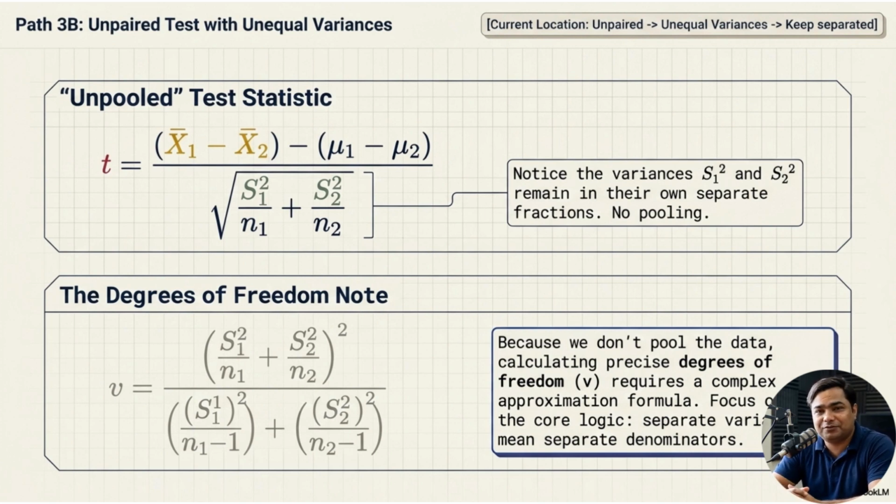The numerator is still the difference between sample means adjusted by the hypothesized population mean difference. The main difference is in the denominator and the degrees of freedom. For equal variance, the degrees of freedom are simple: n1 plus n2 minus 2. But for unequal variance, the degrees of freedom require Welch's approximation. The formula looks complicated, but the idea is simple. Because we are not pooling the data, we need a more careful estimate of the degrees of freedom. For teaching purposes, students do not always need to memorize this long formula immediately, but they must understand the logic. Separate variances mean separate denominators, and separate denominators require adjusted degrees of freedom.